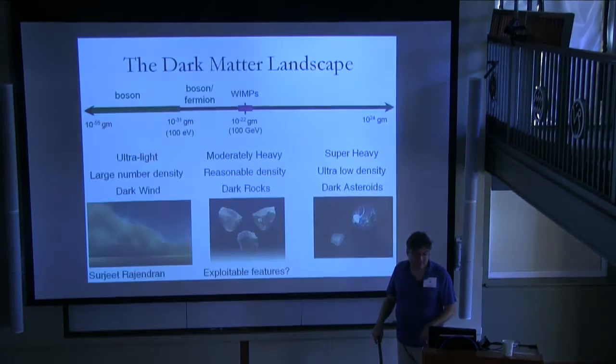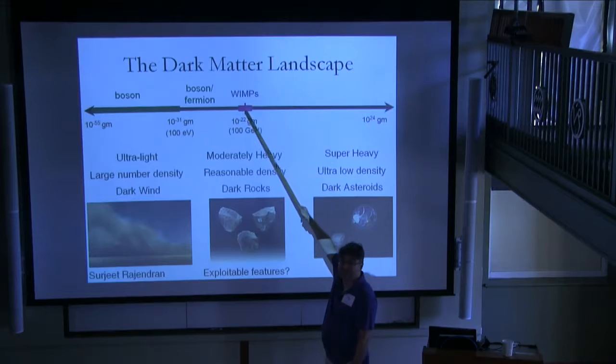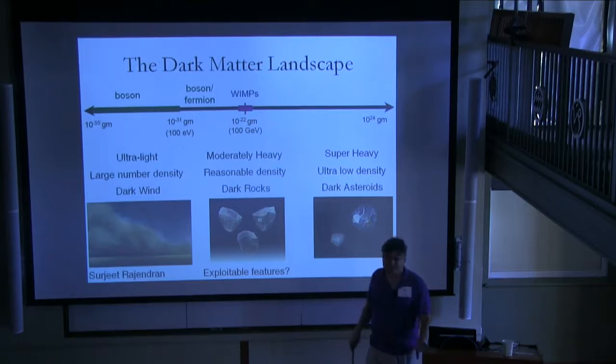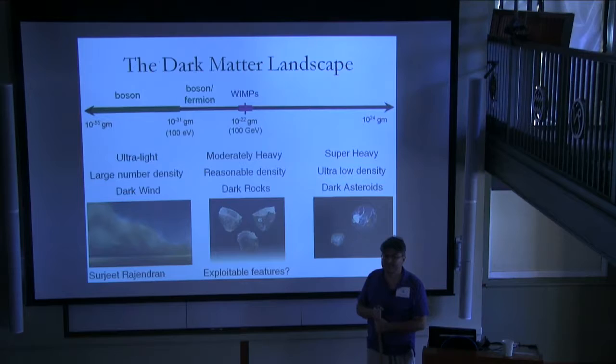Now, this is a slide that I've stolen from Surjit Rajendran, who is a colleague at Berkeley. He points out that the classical dark matter candidates are weakly interacting massive particles around 100 GeV. There are historical reasons why this is the most studied candidate, and there are also scientific reasons, called the WIMP miracle, that was already mentioned. But after decades of research, research that remains important but has reached very high levels of sensitivity, to the point where strong increases of sensitivity are getting harder and harder, it has not detected uncontroverted evidence for dark matter.